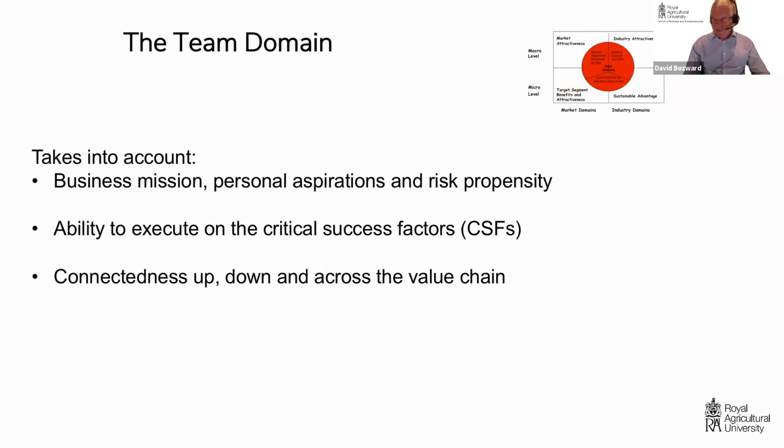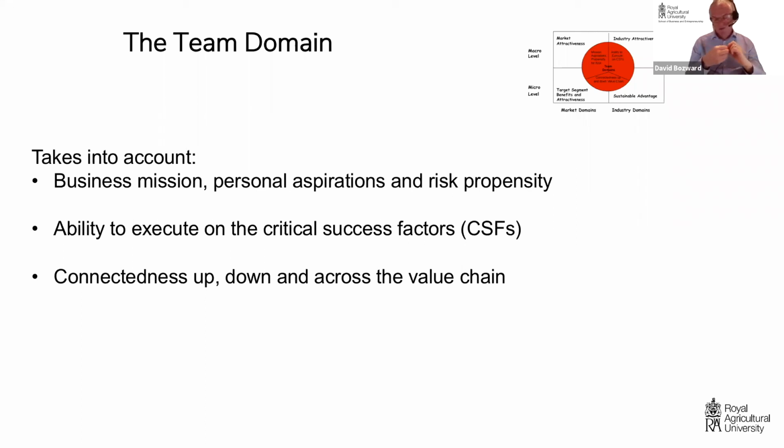And finally, we have the team domain. The team domain is the domain where we're looking at the team and what those team can provide. So the first aspect is, does the team have similar aspirations? And do they have similar risk propensity? If they have different aspirations, then they'll go their separate ways. If they have different risk propensities, then some people will want to take a riskier strategy. Some people will want to take a safer strategy, and that leads to fragmentation of the team.